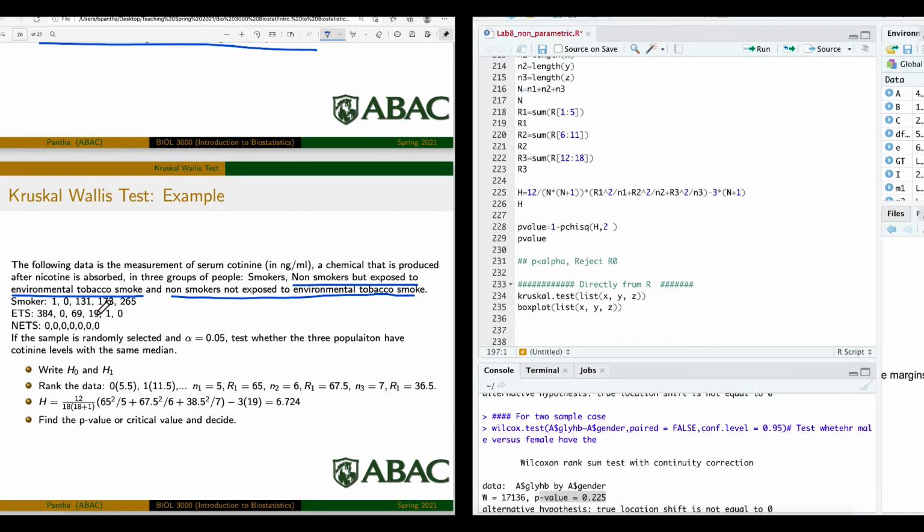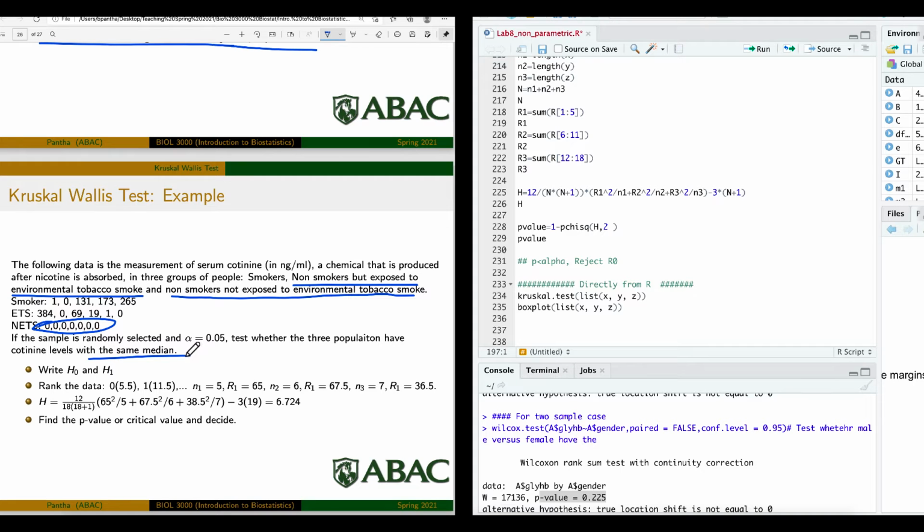Okay, and then these are non-smokers and not exposed to the smokers. These are the cotinine levels. Basically, they do not have any cotinine in their body. Now, if the samples are randomly selected and alpha equals 0.05, test whether the 3 populations have cotinine level with the same median or not.